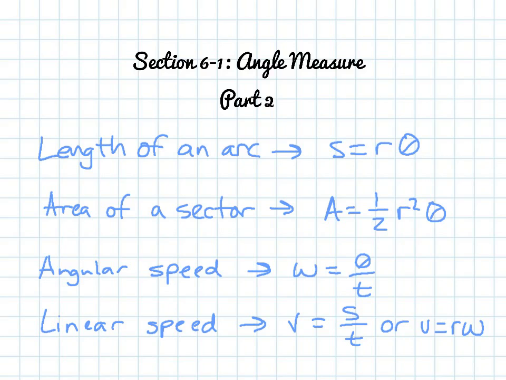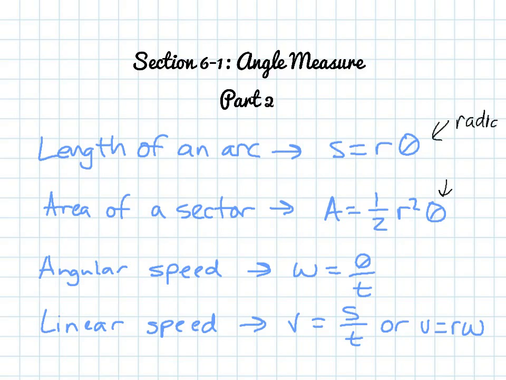Length of an arc, where we will use S equals R theta. Area of a sector, where its area equals 1/2 times R squared times theta. Angular speed, where omega equals theta over t. And then linear speed, which has two formulas: V equals S over t, or V equals R times omega.